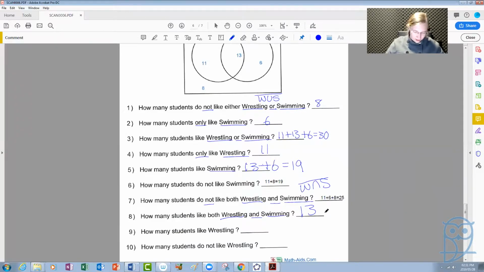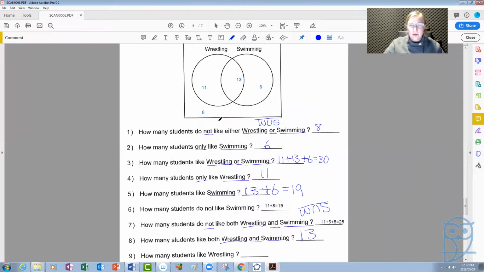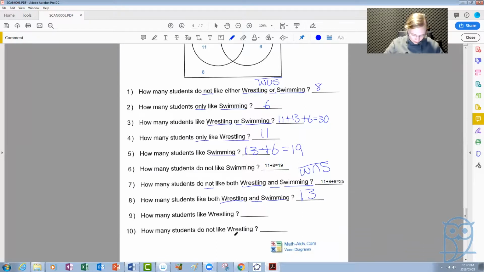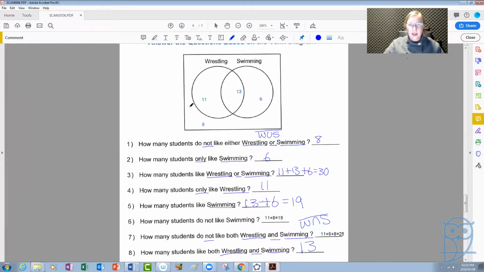Then we have how many students like wrestling? That'll be just wrestling. So that is that 11 plus 13. And how many students do not like wrestling? That is everything outside of that. So that'll be 6 plus 8.